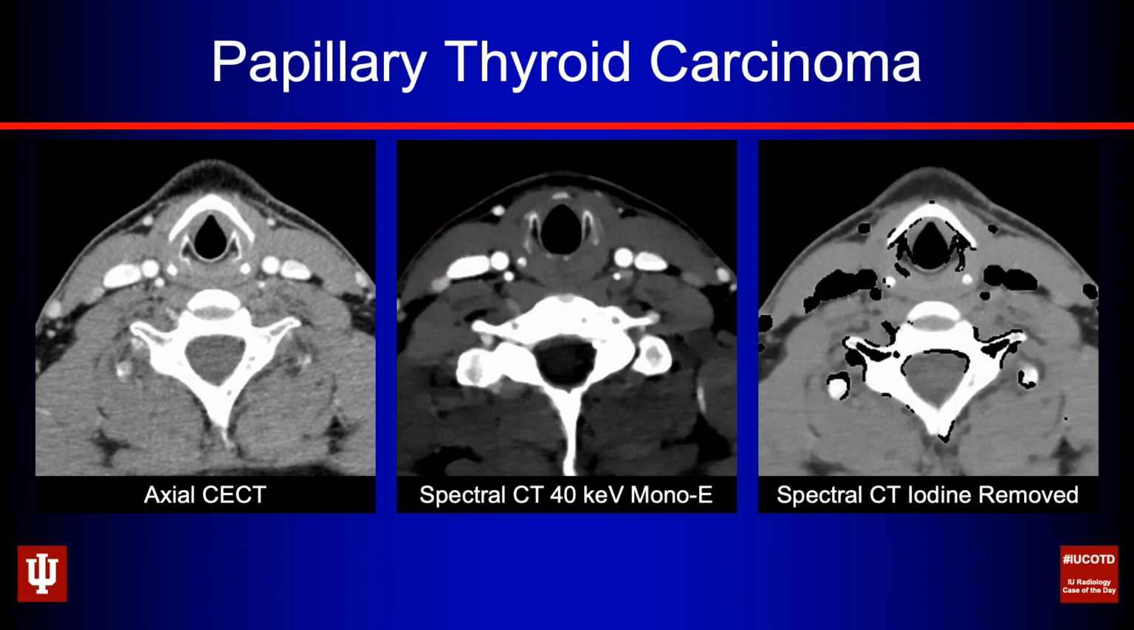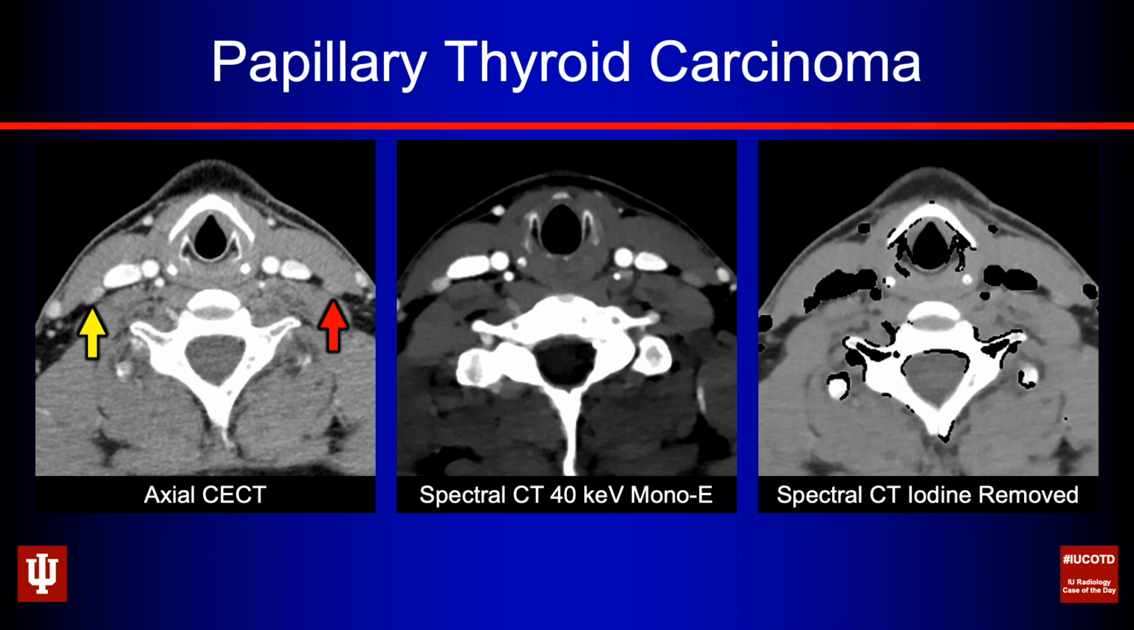One more interesting papillary thyroid carcinoma case. This was a patient who had known papillary thyroid carcinoma, had previously been resected, but they had an increasing thyroglobulin level. We have our axial conventional CT on the left. You can see this node here, it's not really all that enlarged, but maybe it looks ever so slightly more dense compared to its contralateral counterpart with the red arrow.